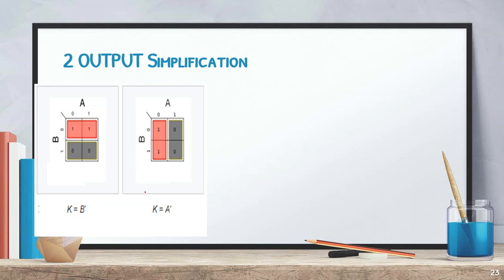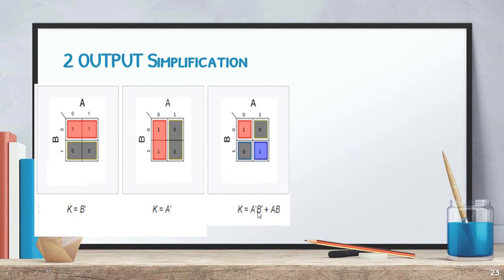Next, take the second one. If 1 1 is present column-wise, what happens? Here the 1 1 means A remains the same, so take A bar directly and ignore B, because on both sides B is 1 and 0, so you can ignore it. Wherever any variable contains 1 and 0, you can ignore it. If anything contains only one variable, you can take it directly. That is the method to simplify in the KMAP.